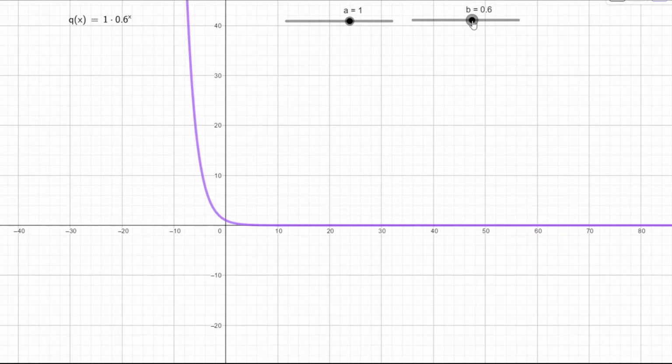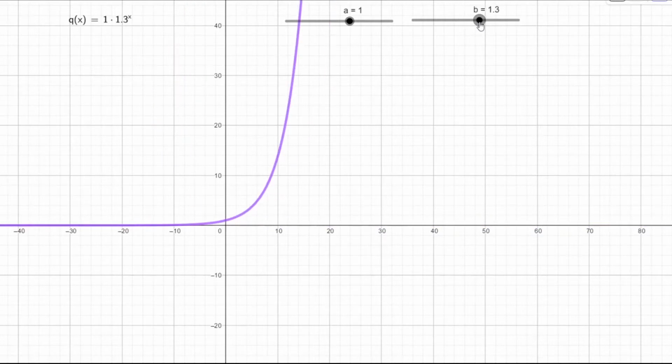Now we have seen that. Let's move on. What happens when b is greater than 1? So let's go to b is greater than 1. We'll come back to b is equal to 1. So you see what happens when b is greater than 1.